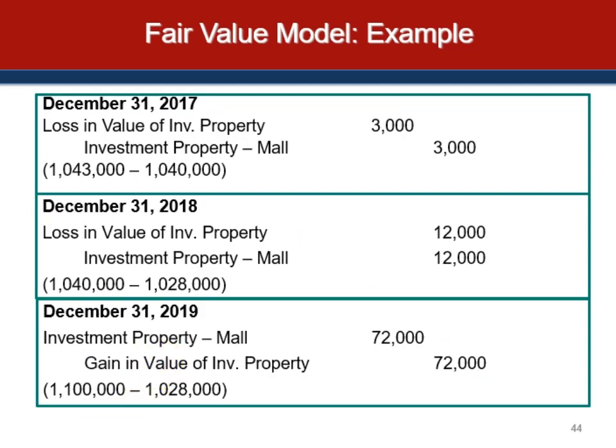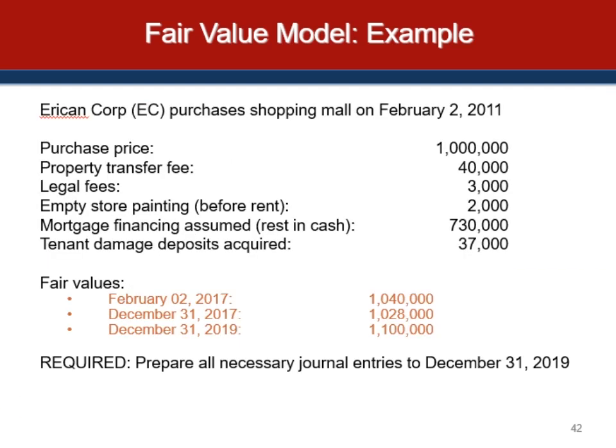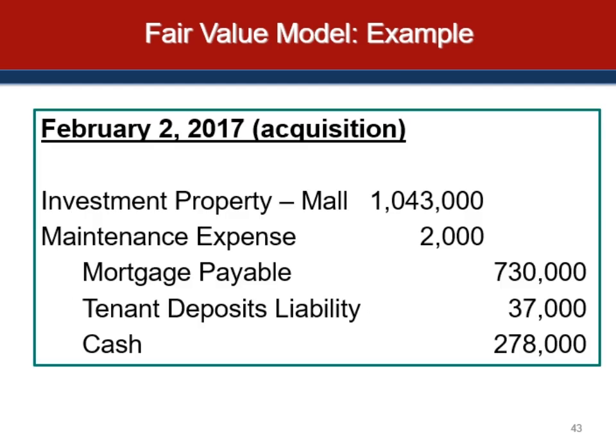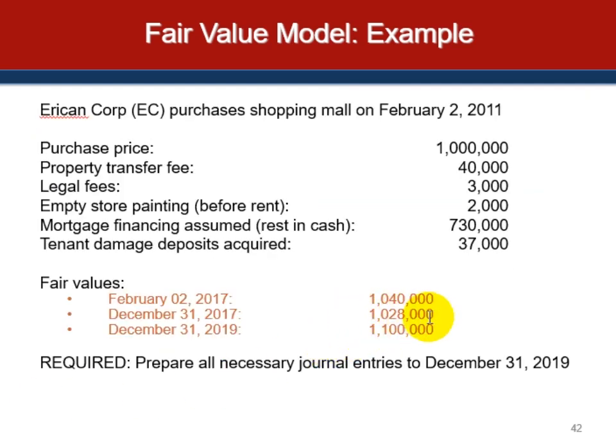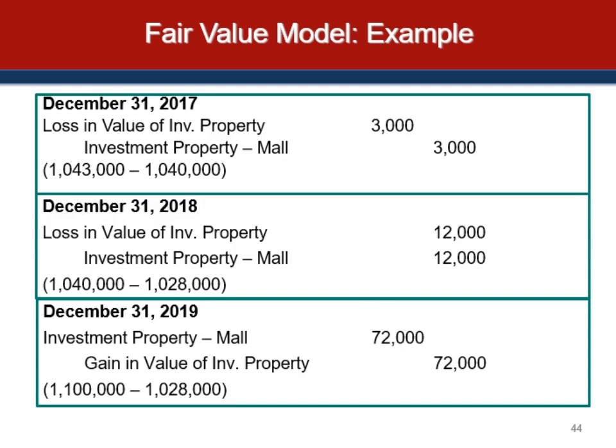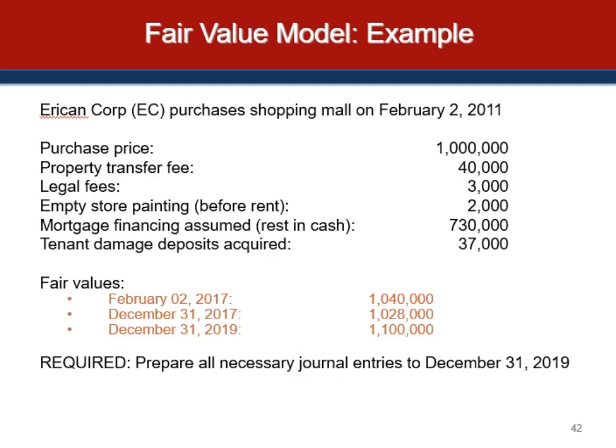Then, moving along, December 31st, 2017, we go back to the information. The value went to $1,040,000. We recorded it here as $1,043,000. So we have a $3,000 loss. We recorded it as a $3,000 loss in value. Then on December 31st, 2018, value went down a little more, $1,028,000. So that's another $12,000 loss. And then, December 31st, 2019, things pick up.